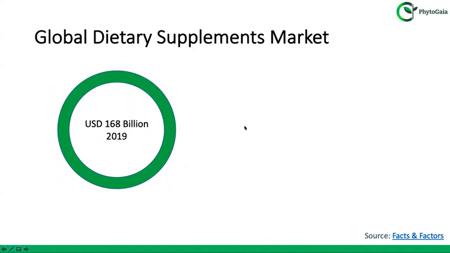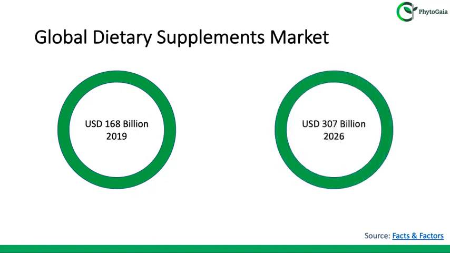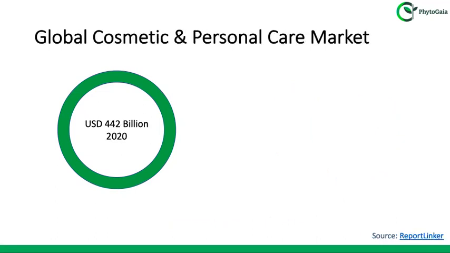So let's talk about the global dietary supplement market now. In 2019, according to Facts and Factors, the global market for dietary supplements was about 168 billion. Amway alone, I think, makes about 10 billion a year. By 2026, it will be more than 300 billion, with an annual CAGR of 9%.